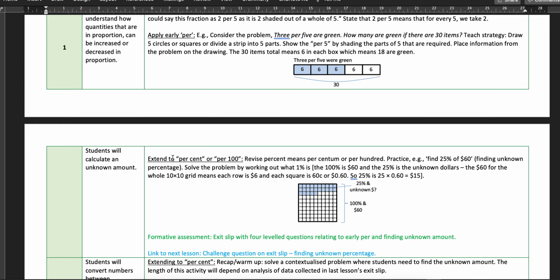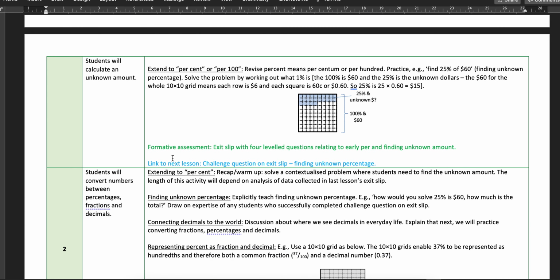ready to move on. So when I come to lesson 2, we'll start with a recap, a warm-up. We'll look at what we did in the last lesson, work through a problem where students need to find the unknown amount. How long we spend on that recap will depend on what I found through my analysis of data from that formative assessment task. So, if students demonstrated that they weren't quite understanding how to calculate an unknown amount, perhaps I'll do some small group work to consolidate that knowledge. Once I'm confident that my students are ready to move on, I'm going to move into finding an unknown percentage, and I'll teach them explicitly how to do that.